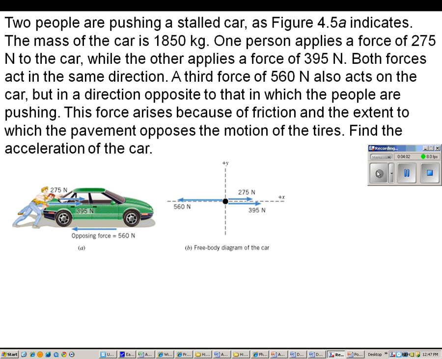So the first thing we do is draw the picture, which we see a nice picture of a green car here. And then we draw what's called a free body diagram. We take away this body, this car, put a black dot there for the car. And we draw these forces that are acting on this black dot, in other words, acting on this car. So we see that we draw 275 newtons to the right, 395 newtons to the right, and 560 newtons to the left. So we want to find the acceleration of the car, and the acceleration is acting in the x direction.